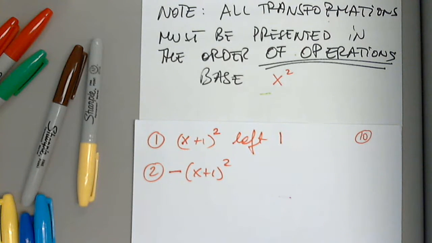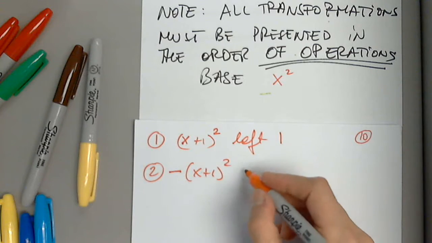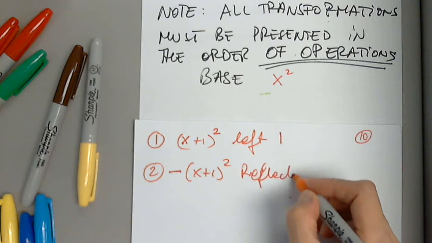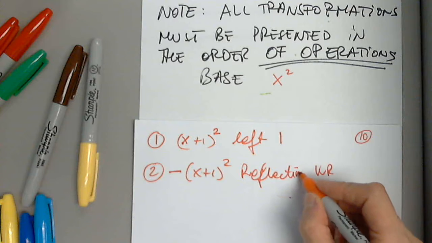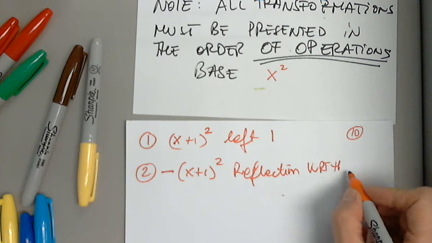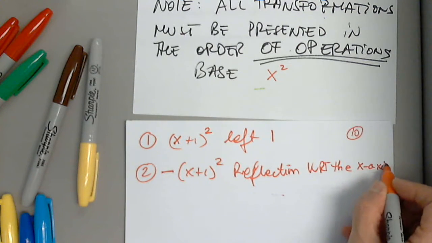Now I have to analyze. From this step till this step, am I changing x? If you say yes, then I have a reflection with respect to the y-axis. But if you say no, you're changing y, then I have a reflection with respect to the x-axis. Am I changing x? No. So what am I changing? So it's a reflection, WRT, with respect to the x-axis.